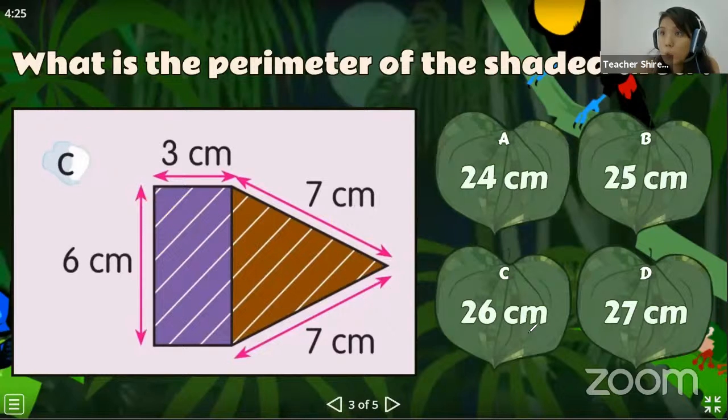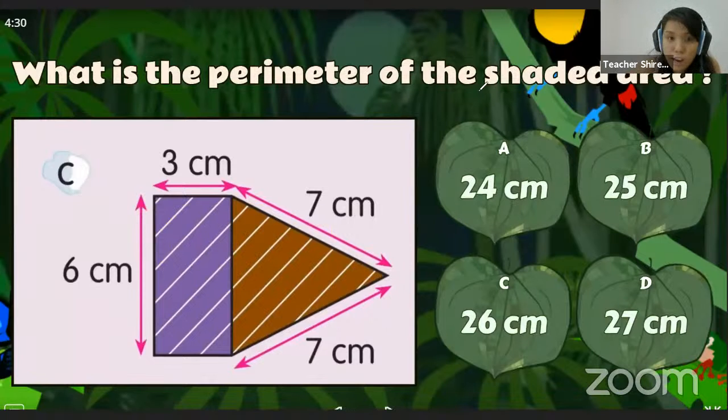Okay. Would Harold and Charlize like to try this? Okay, write down what is missing here, and then find out what's the answer. Harold, Charlize, would you like to try? Good. Very good, 3 cm. So what is the total perimeter of the shaded area?